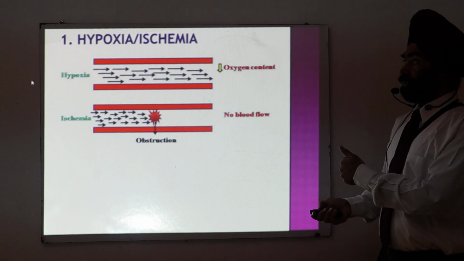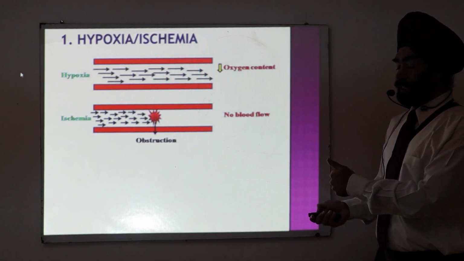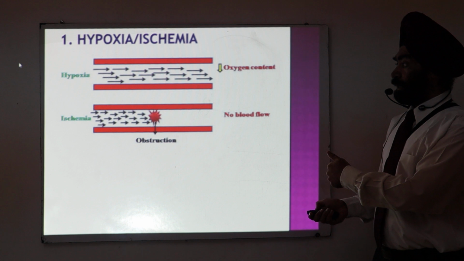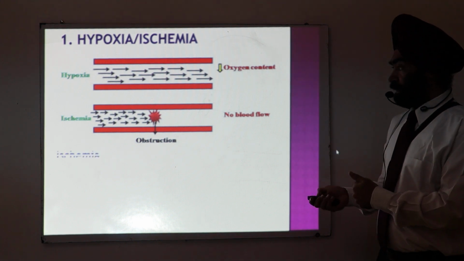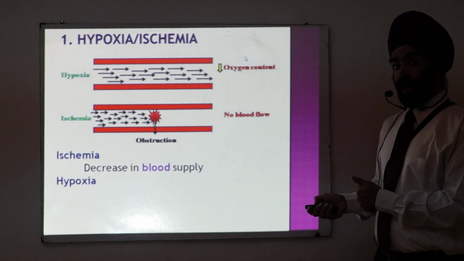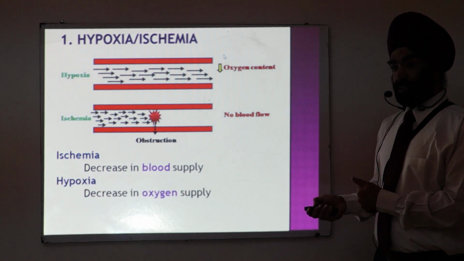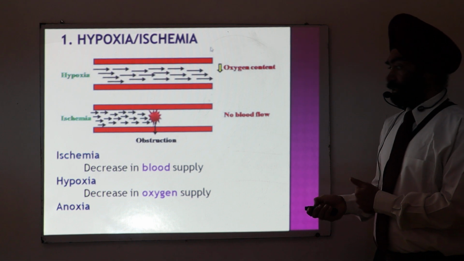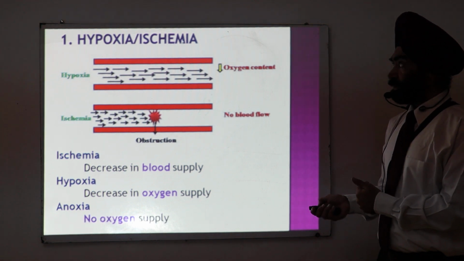So in hypoxia, blood flow is normal but oxygen is reduced, but in ischemia blood flow is obstructed. So I will define ischemia as a decrease in the blood supply, hypoxia as a decrease in the oxygen supply, and anoxia as when there is no oxygen. So these are important terms.